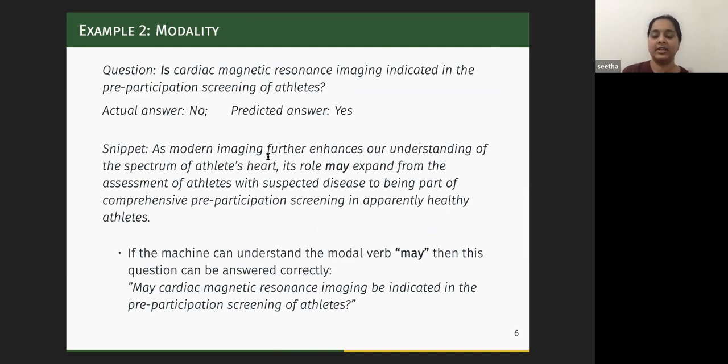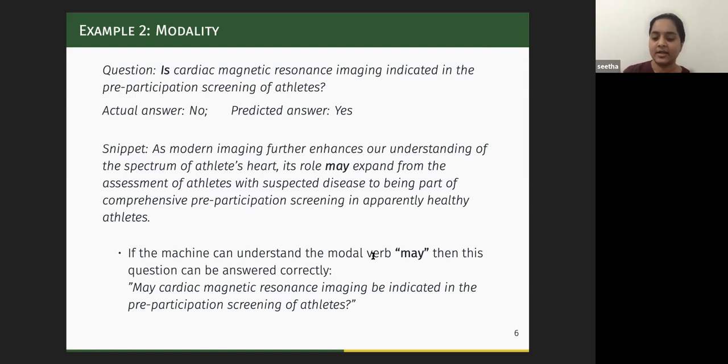For checking whether this hypothesis is correct, we took this particular example from the BioASQ data. If you can see, this question talks about cardiac magnetic resonance imaging, and if you look into the snippet, it talks about modern imaging. Here you can see the role may expand from the assessment of athletes. So the answer says it may, so the actual answer is no. It is like may or may not. It is not sure that it will expand the assessment.